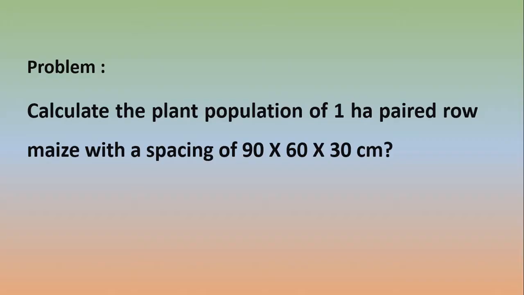If the problem is given like this, calculate the plant population of 1 hectare paired row maize with a spacing of 90 into 60 into 30 centimeter. So if the problem is like this, here normally we go for different cropping patterns. So here the maize has been cultivated in the paired row pattern. So if the problem is like this, how to calculate?